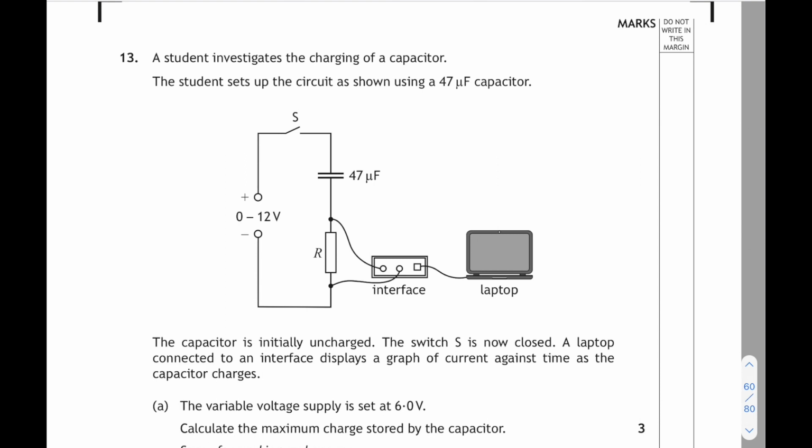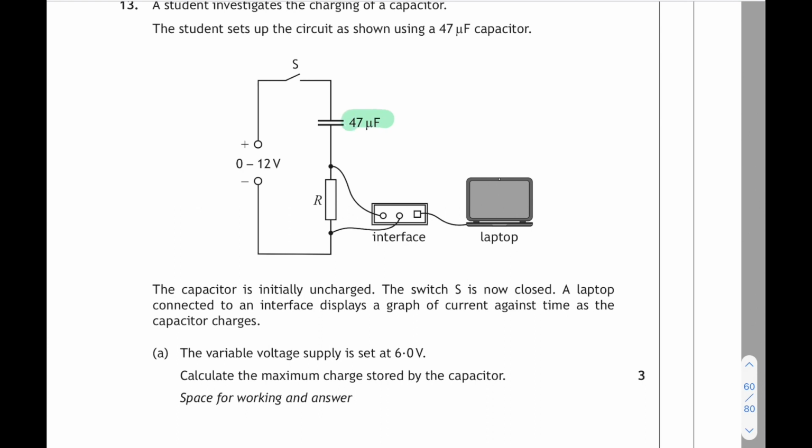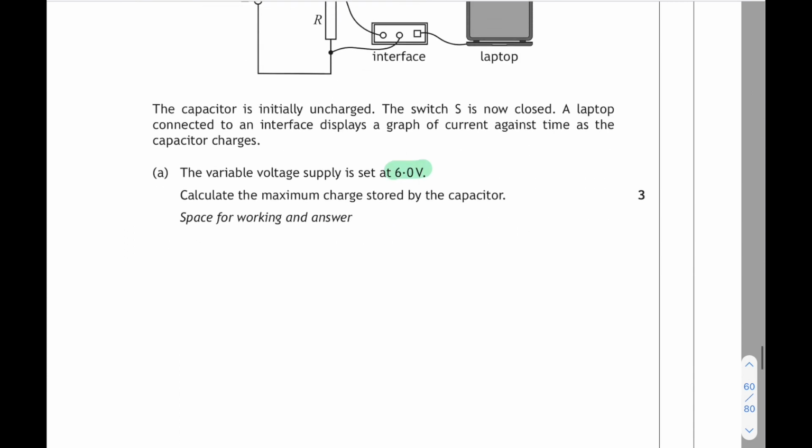So we've got a 47 microfarad capacitor, and part A says the variable voltage supply is set to 6 volts, and we have to calculate the maximum charge stored by the capacitor.